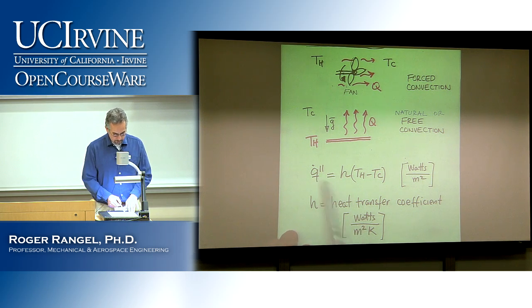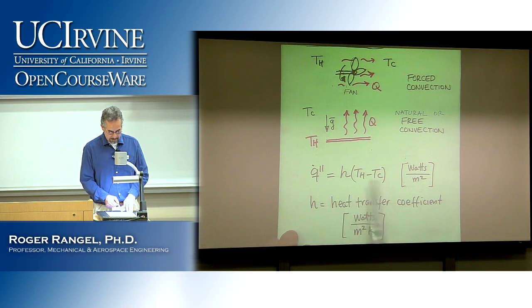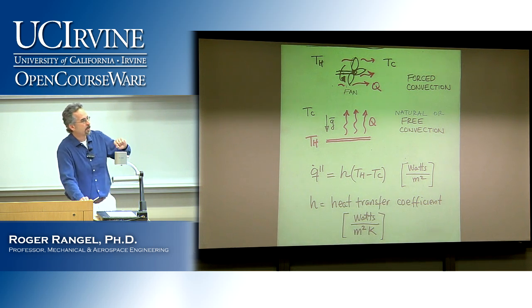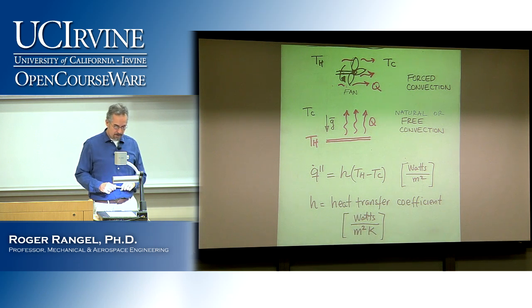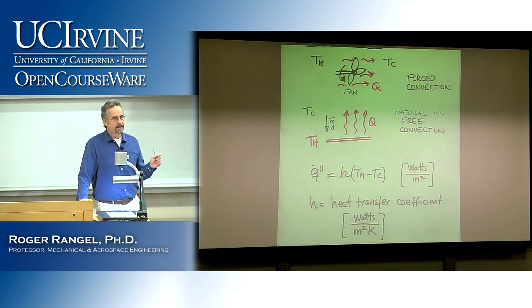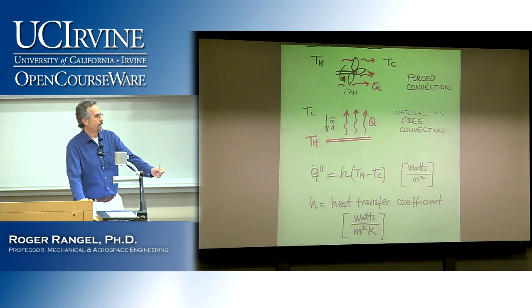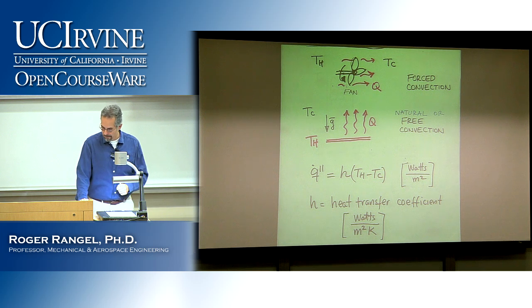Now, the way I compute the heat flux, if I have convection, is I need the temperature difference. So I need the high temperature and the low temperature. And then I need this coefficient H, which is called the heat transfer coefficient. As long as I can find the heat transfer coefficient, then I can calculate the heat flux.